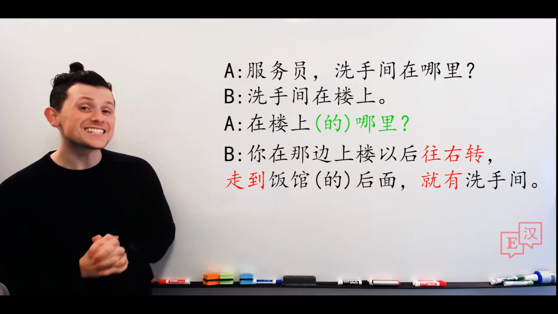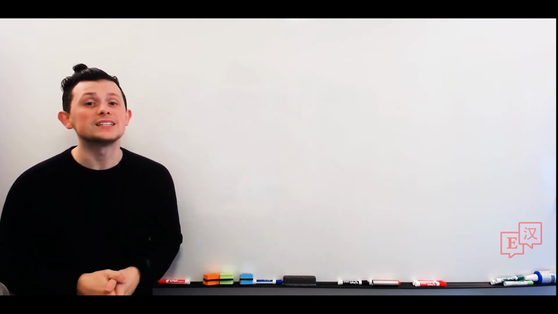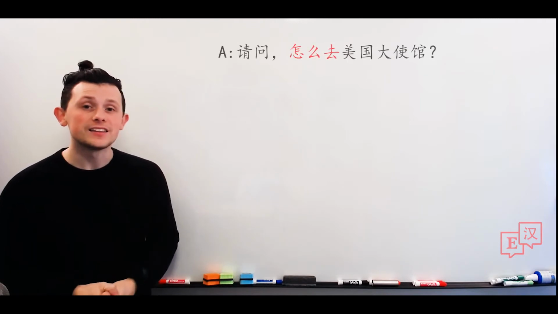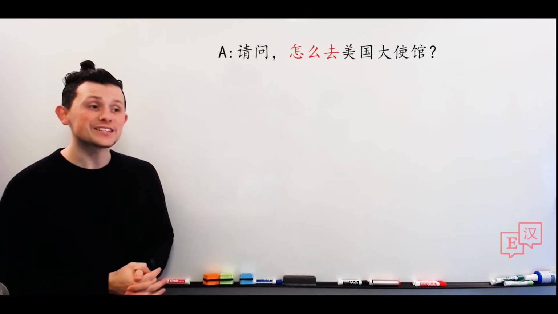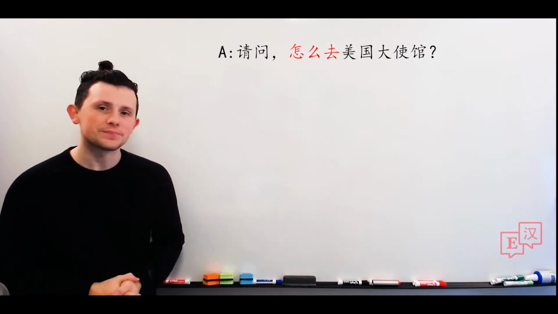Now, our next example is a little more complex. So we're outside walking around and we're trying to find our way to the 大使馆, the embassy. And so we ask a stranger on the street, you know, how do I get there? Let's look at that.